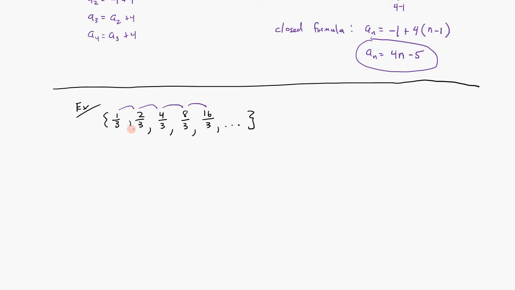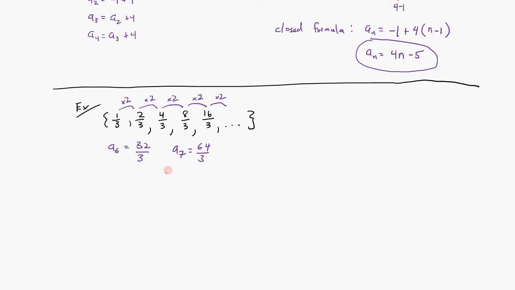Right, so here the denominator stays the same, but you can see that the numerator is doubling each time. So to go from 1/3 to 2/3, multiply by 2. To go from 2/3 to 4/3, we again multiply by 2. Then 4/3 to 8/3, multiply by 2. And then 8/3 to 16/3, multiply by 2. And then so the pattern is going to continue. So we see that a sub 6 would be twice as much, so 32 over 3. A sub 7 will be twice as much again, so 64 over 3, and so on.